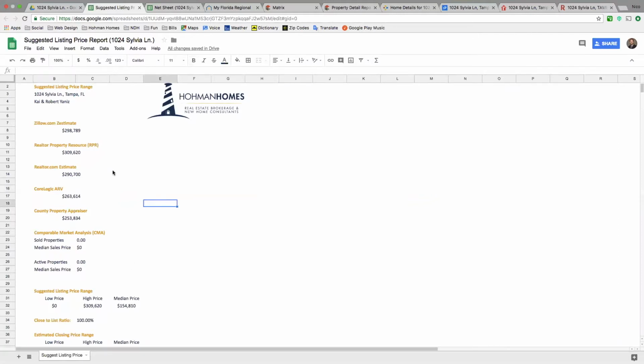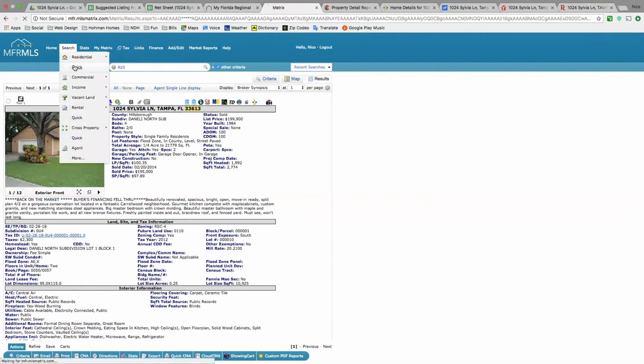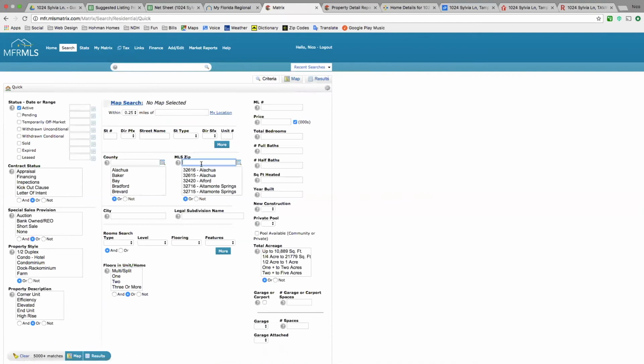Great. So now we have the different online valuation forms. Now we need to pull our own comps. And to do that, we need to find a little bit of data on this particular property. So what I do is take the zip code and then take a look at a couple quick stats of the home. So we know it is a 4-bedroom, 2-bath home and about 2,000 square feet. So we need to find similar properties.